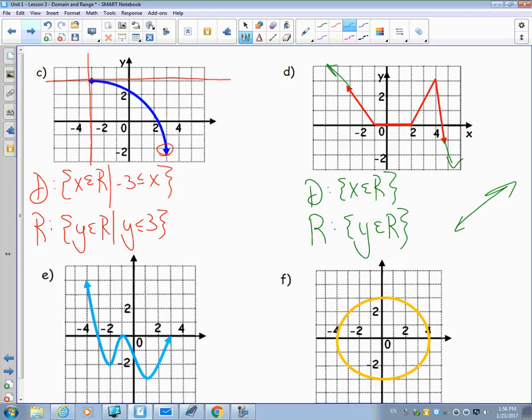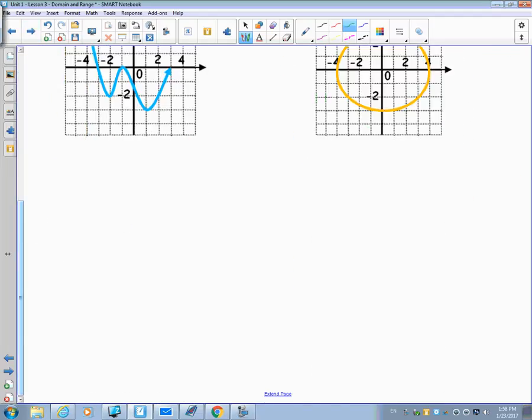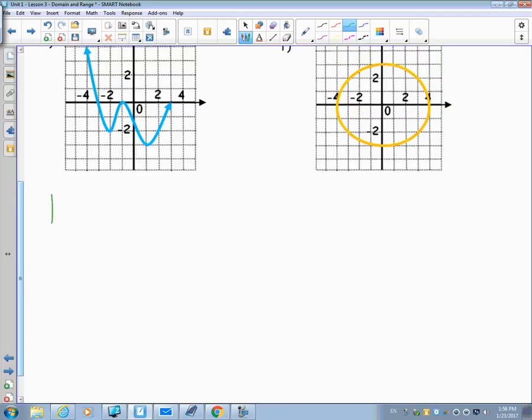Okay, let's try E. E was kind of a trick one. Okay, let's take a look here. What do we notice? I see lines. How far to the left? I got a left arrow right there. How far to the right? I got a right arrow. I guess. Goes on and on forever and ever.